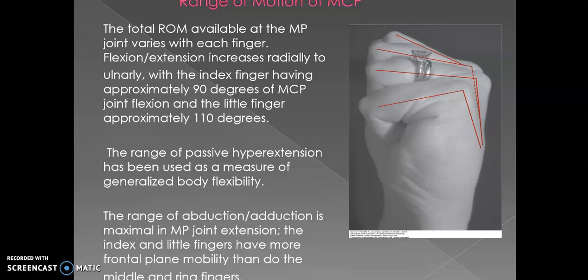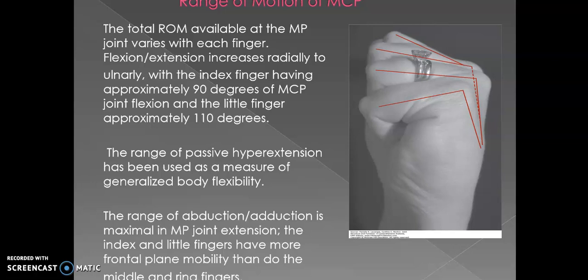The biomechanical benefit of why this is happening is that it increases the gripping activity. So if you are holding something, it will increase the grip. The range of passive hyperextension has been used as a measure of generalized body flexibility. The range of adduction is maximal in MP joint extension.